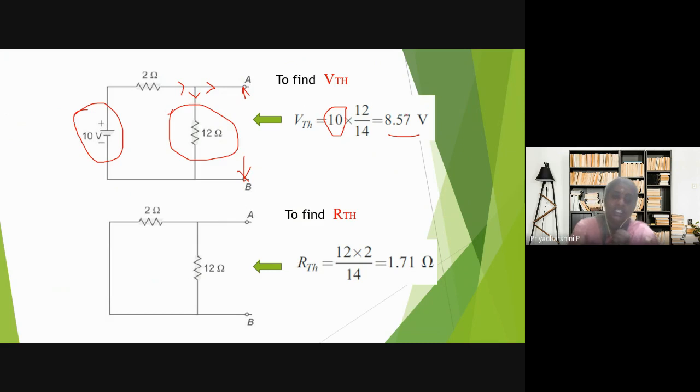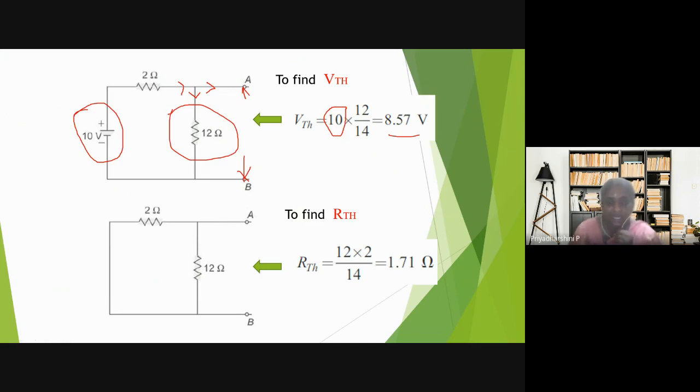So our VTH is 8.57. What is our next work? I have to find the RTH. To find the RTH, I have to find the equivalent resistance across this. So how do we find the equivalent resistance? The 2 ohms and 12 ohms stay, and the voltage source has to be short circuited, because it is a voltage source. If it were a current source, it would have to be open circuited.